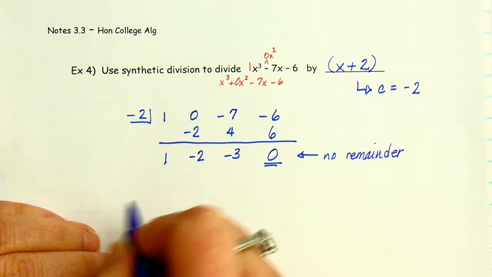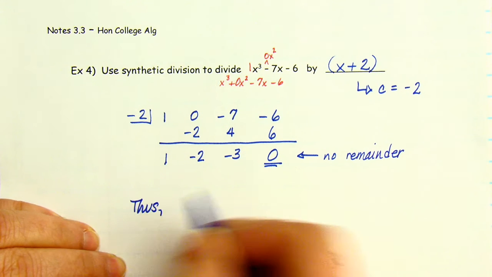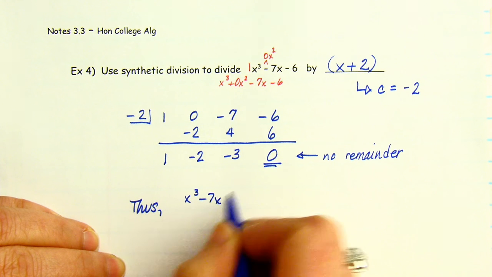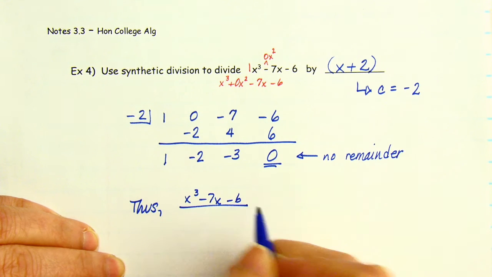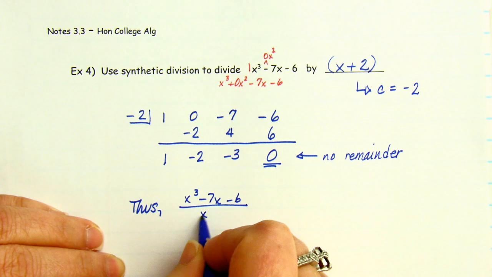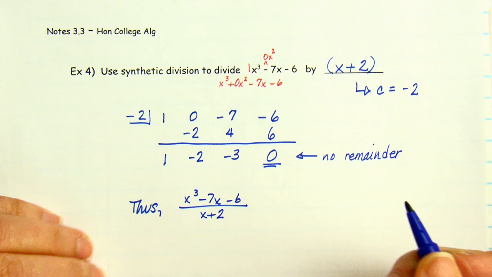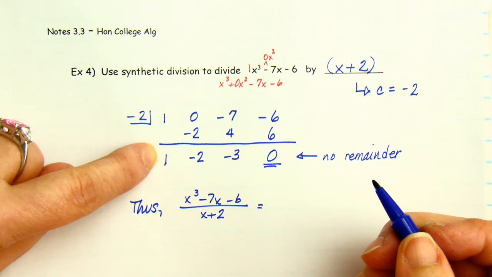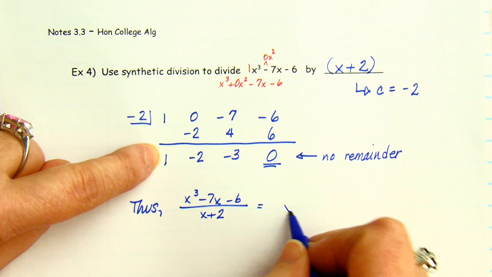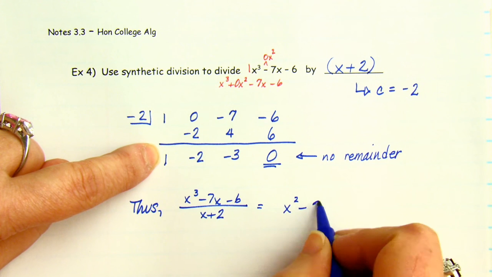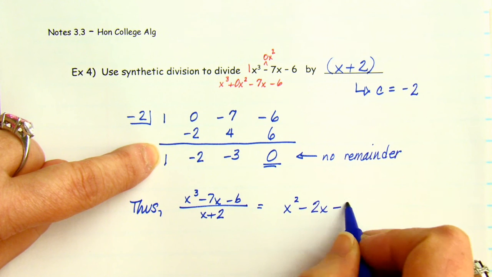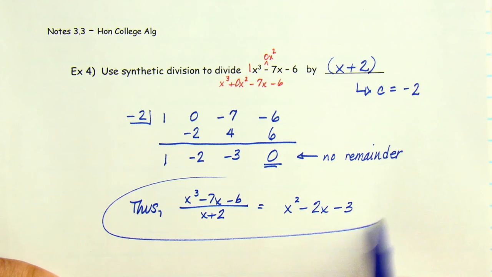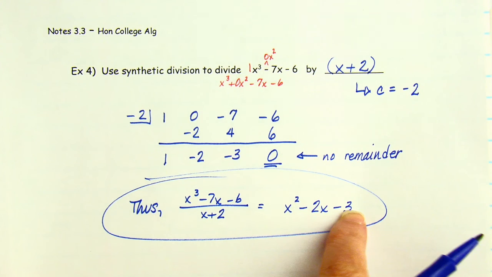So we say thus, x to the power of 3, subtract 7x, subtract 6, divided by x plus 2, right, that's the original problem, is, started out as third power, and this bumps down to second power. X to the power of 2 minus 2x minus 3 with no remainder. This would be my answer. That's my quotient.